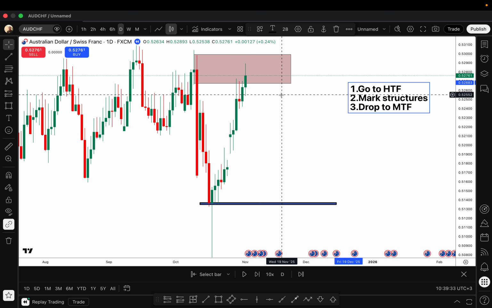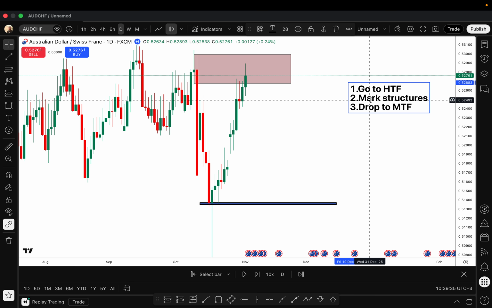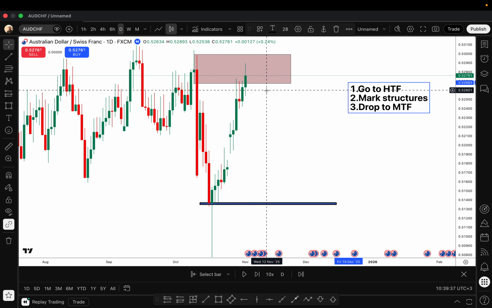I hope you're together. We have gone to the high time frame. We have marked out our structures in the high time frame. Now price is operating in our structures. We are waiting for price to come and operate in our structures to give us confirmations to drop down to the medium time frame.